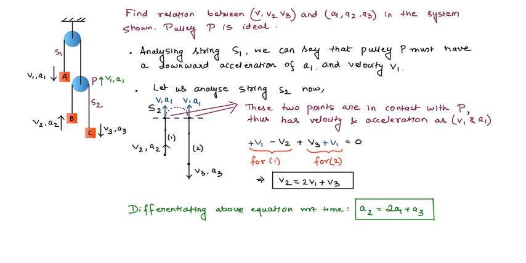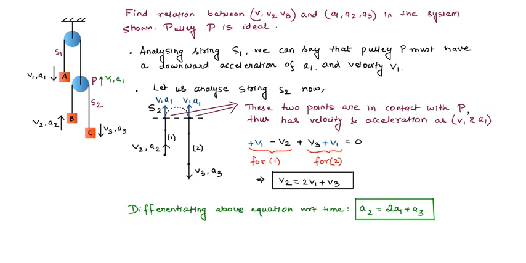So let us understand this left segment first. This v1 will be positive because it is trying to increase this particular length. v2 will be negative because it is trying to decrease this length. And in the right segment also, v1 will be positive because it is trying to increase the length, and v3 will also be positive because it is trying to increase the length.